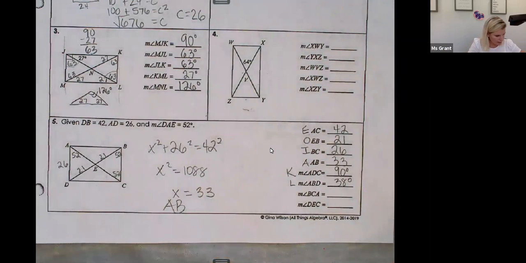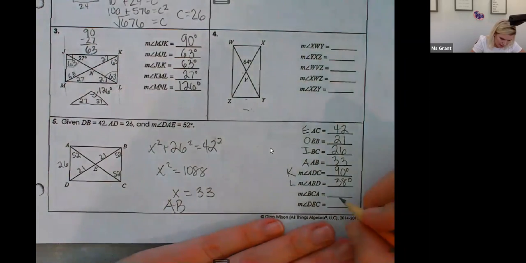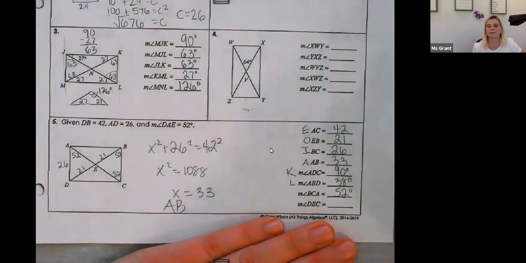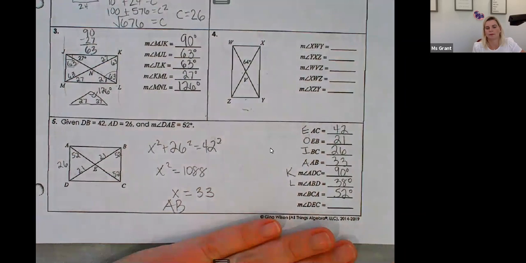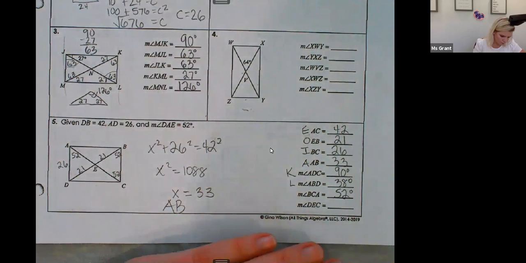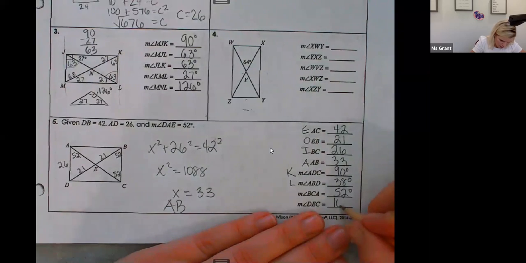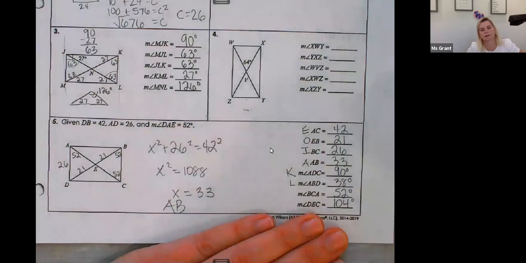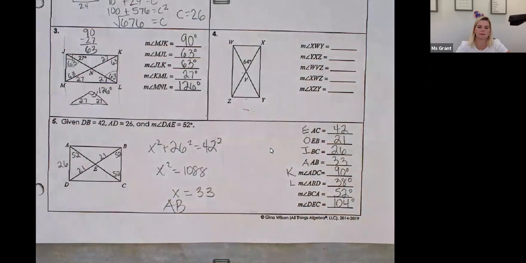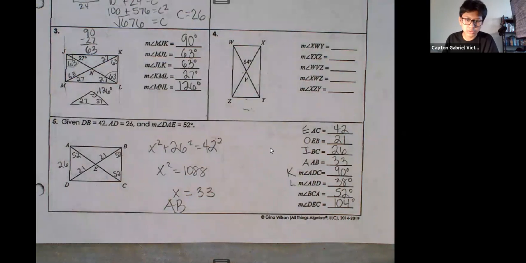And then if I got 38, that means that I got BCA as 52 degrees. And then the measure of angle DEC was 104 degrees. Good. Okay. Miss Grant, So, yeah.